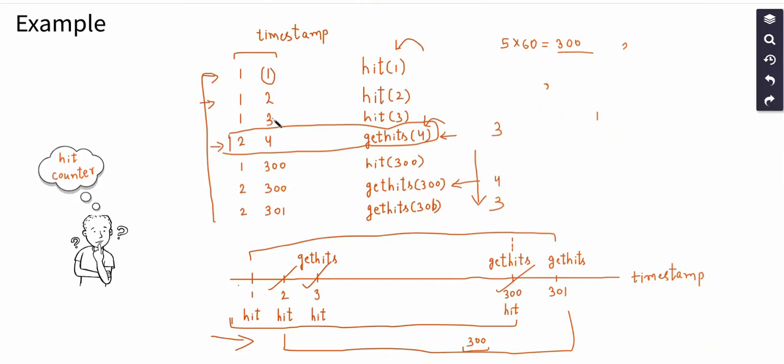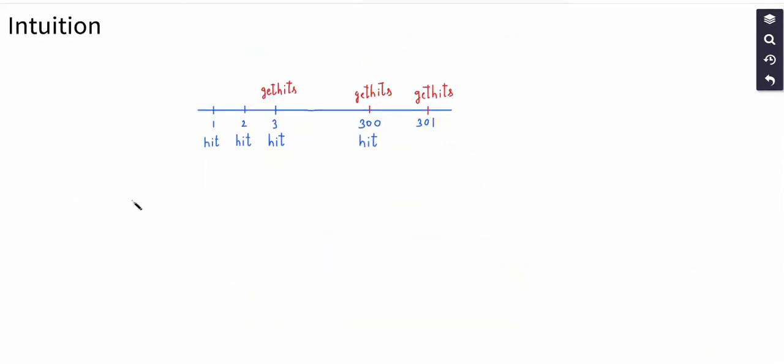Let's see how we can implement a typical program for this kind of functionality. So the intuition is simple. At any instance, we need two types of functions. The first function is the hit function, which takes in our timestamp and simply records this timestamp in some data structure. Then the second function is the get hits function, which again takes in the timestamp and simply counts the number of hits in the last 300 seconds.